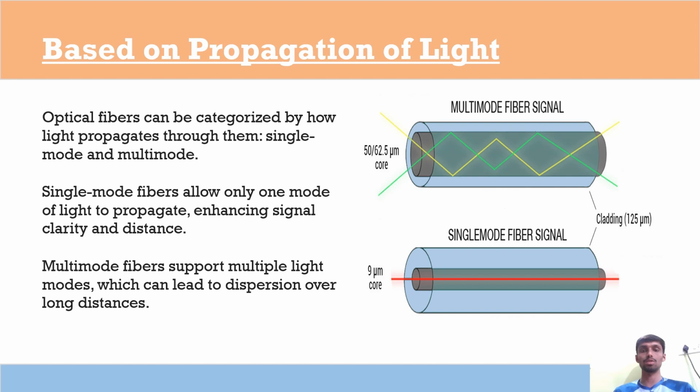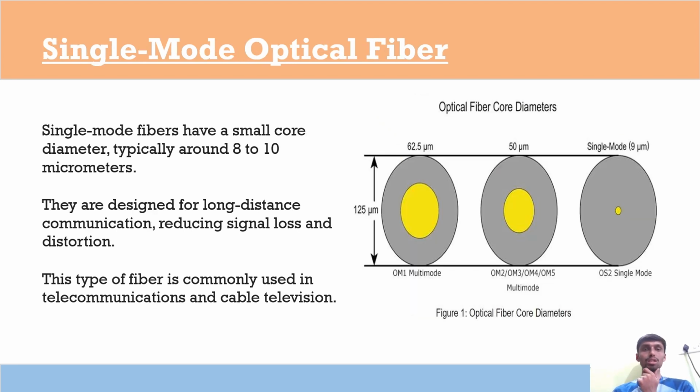And these are some diagrams of multi-mode optical fibers and single mode fibers. This one has a diameter of 50 to 62.5 micrometer core, and this is a 9 micrometer core, and the cladding is 125 micrometers. Coming to single mode optical fibers, they have a small core diameter, typically around 8 to 10 micrometers. They are designed for long distance communication, reducing the signal loss and distortion. This type of optical fiber is commonly used in telecommunication and cable television.